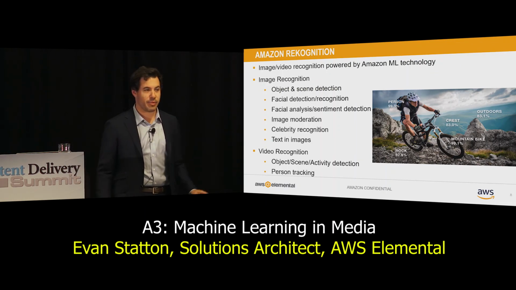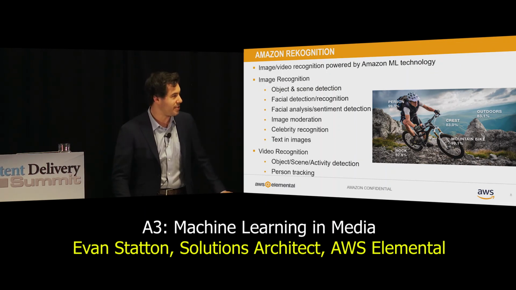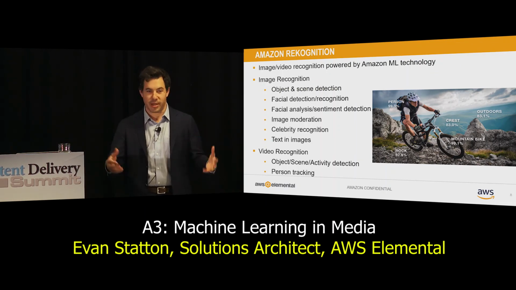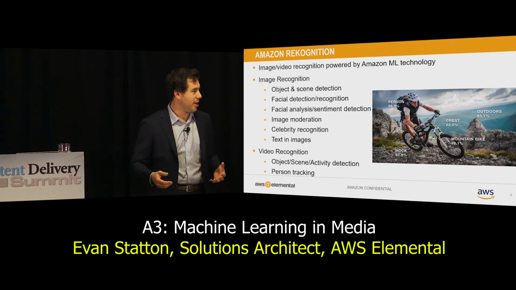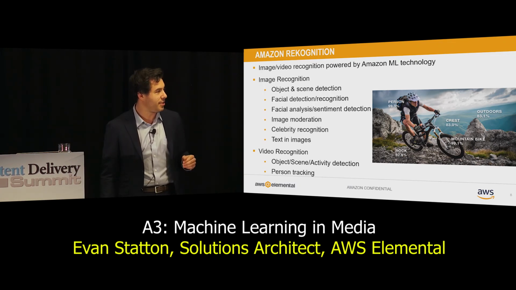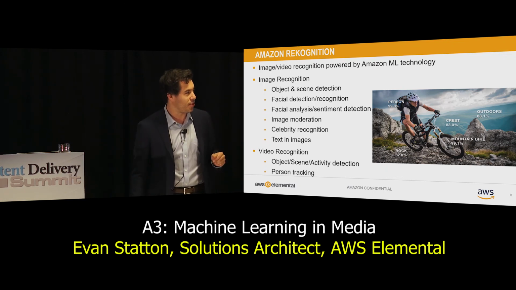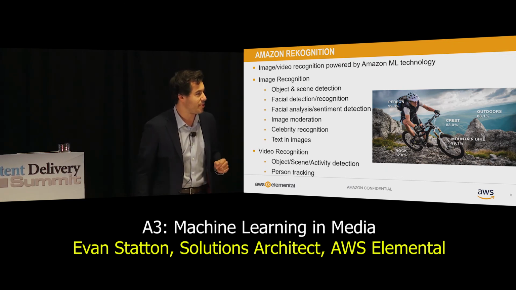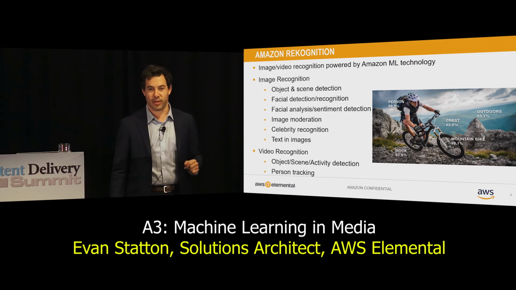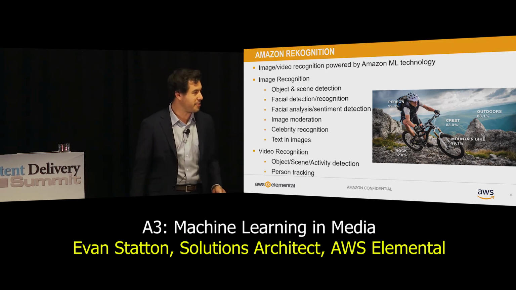Rekognition is that image or video recognition service that's out there. We've trained the model over time to get better at doing these things. Here you see a scene. It's 99% sure that that's a person and 83% sure that we're outside, for example. And over time, the service gets more and more accurate.